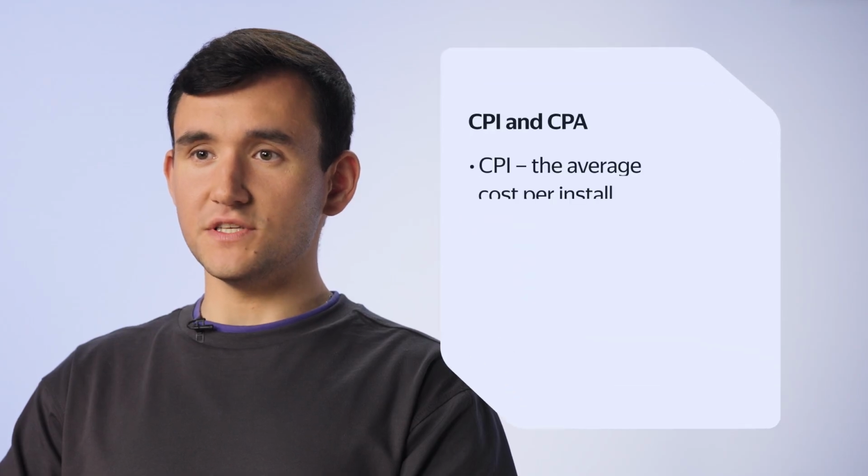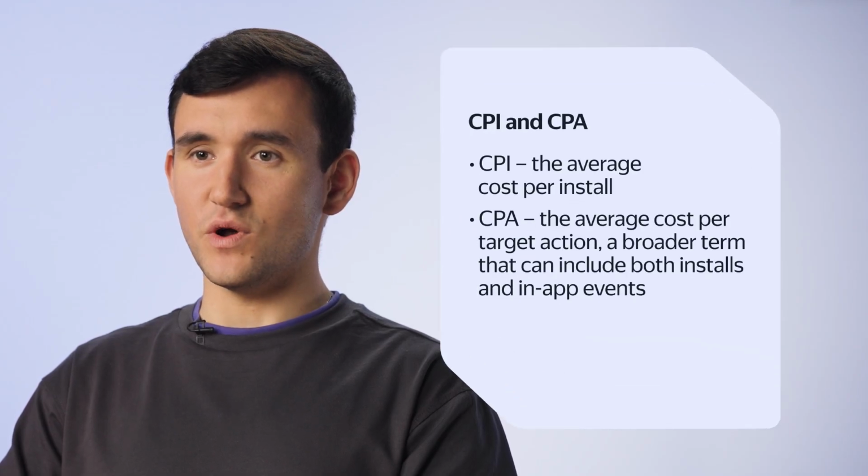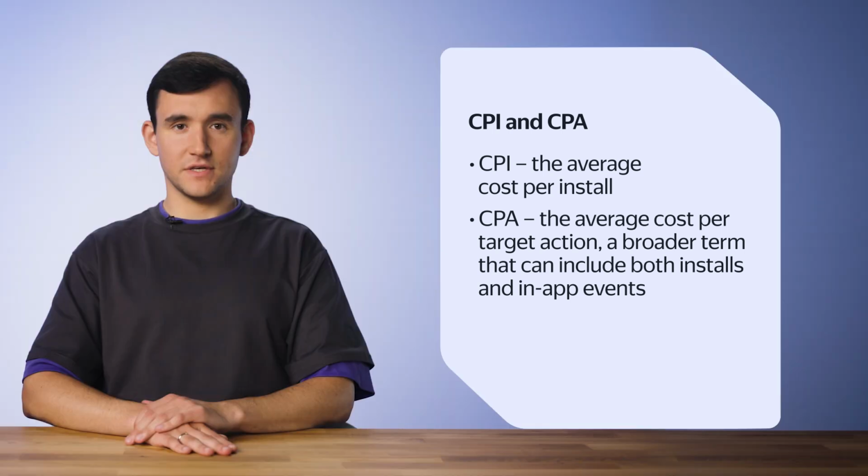We also use the CPI and CPA metrics when running ad campaigns for apps. CPI represents the average cost per install. CPA is the average cost per target action. This is a broader term that can include both installs and in-app events. All of these effectiveness metrics are available in the Yandex Direct statistics.